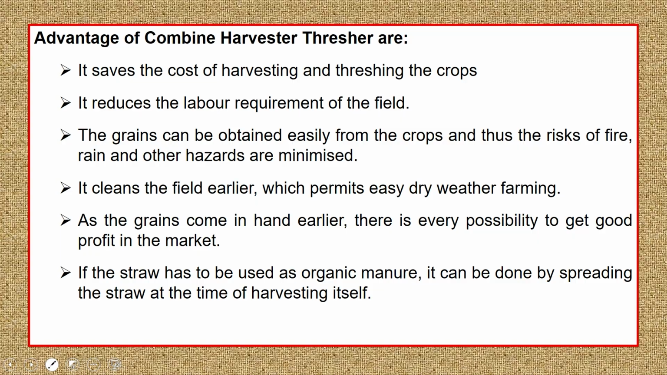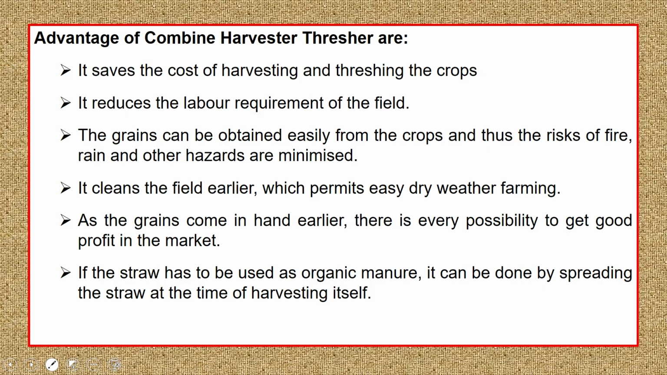So there are some advantages associated with the combine harvester. Advantages are that it saves the cost of harvesting and threshing of crops. It reduces the labor requirement, of course, because it performs two operations simultaneously, harvesting and threshing, cleaning and all. So it saves time, it saves cost, it does not require much labor, and grain can be obtained easily from the crop, and thus there will be a low risk of rain and other hazards, which is quite common in manual harvesting, because manual harvesting takes a huge amount of time.